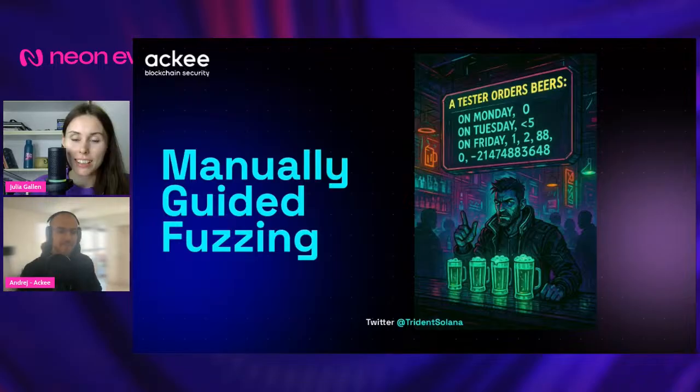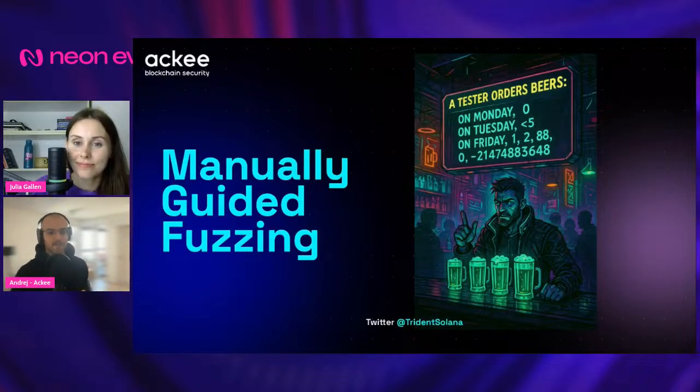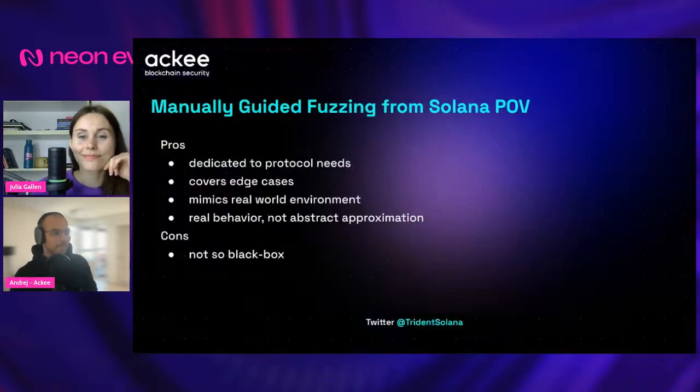Sorry for the pause. Exactly. What we started to work on is the manually guided fuzzing. You can see on the meme that the tester adds to the orders, or the orders have some kind of preconditions. So the tester knows that on Monday he shouldn't drink. So in that case, he orders 0 beers. On Tuesday, less than 5. On Friday, he tries to be more experimental, so he experiments with a lot of numbers. And that's the art of the manually guided fuzzing.